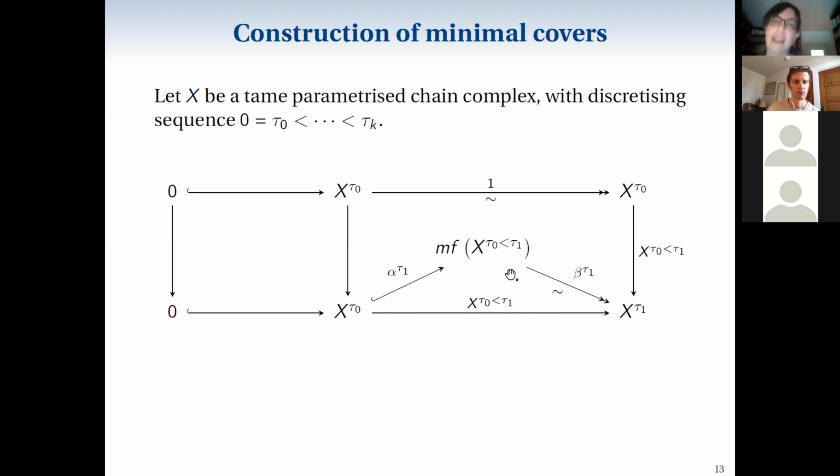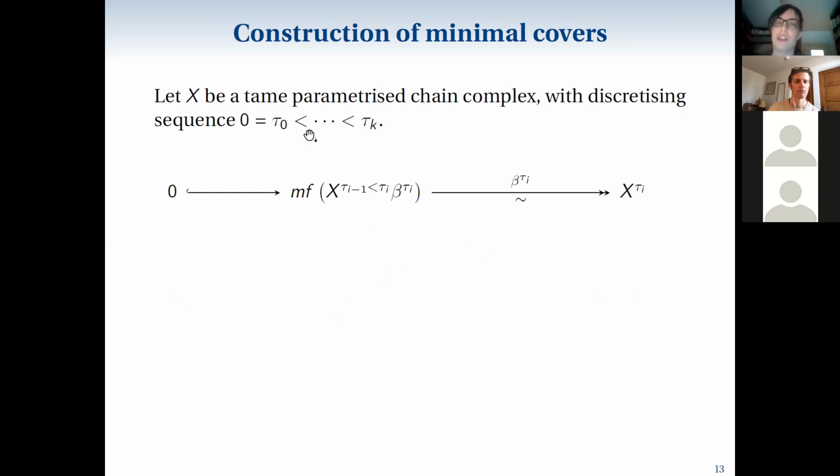Okay, and this minimal factorization, that we know exists because I showed you the construction before, is actually the second step for the construction of the minimal cover. So at step 0, we have the chain complex itself. At step 1, we have this.